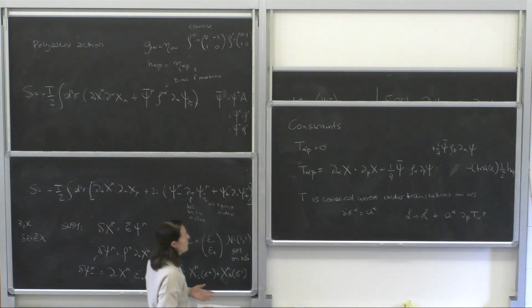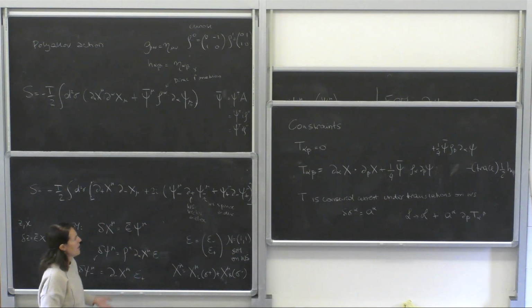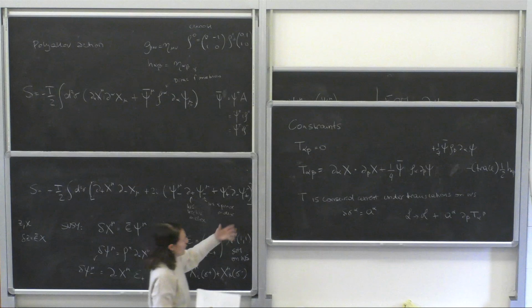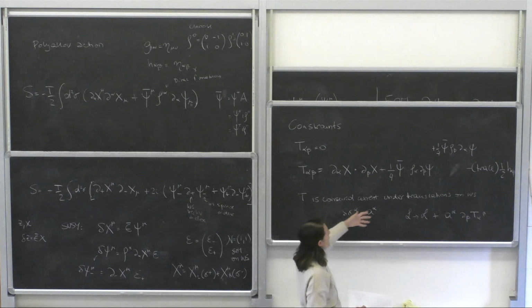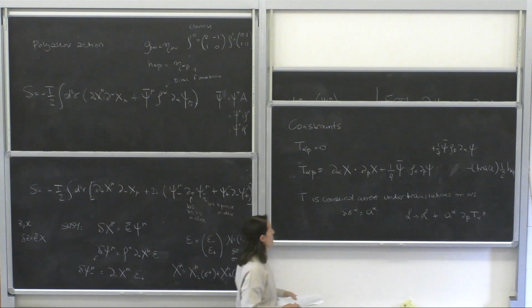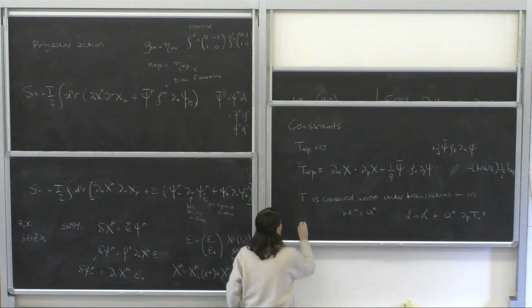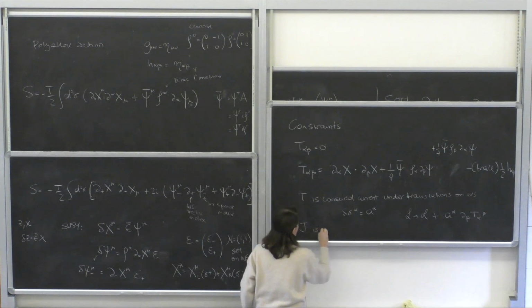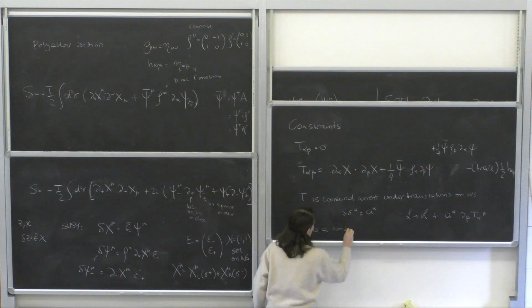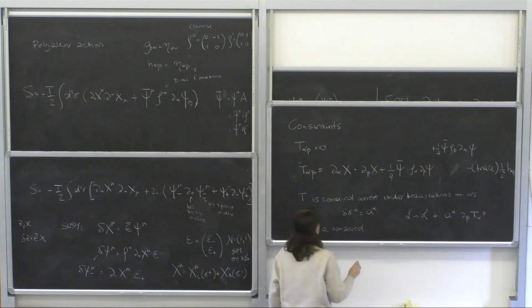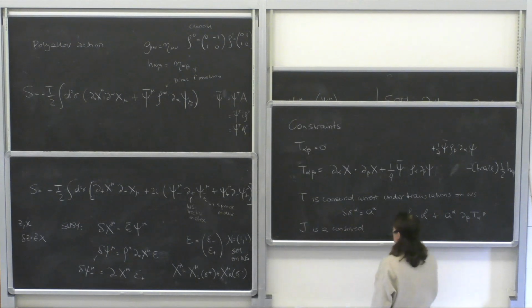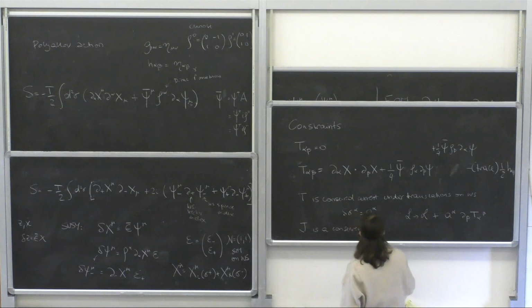Because we have the energy momentum tensor, but there is another conserved current, which is a conserved current when you do supersymmetry transformations. And that conserved current is called J. And it's going to give us more constraints. It's a fermionic, worksheet fermionic operator. So J is a conserved current.